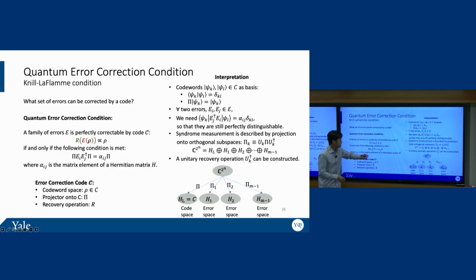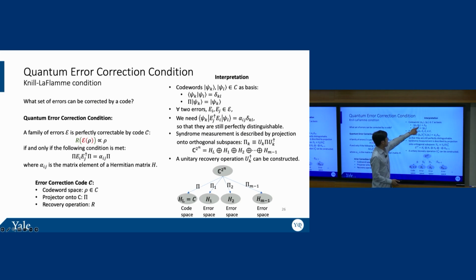This only works if your error detection done by the projection of the stabilizers satisfies the relationship with the errors E sub i in the following form. And this is not so difficult to see what it means. What I wrote here is the interpretation of it. It's essentially to say that if you have two orthogonal basis states in the code words, you want to maintain that they are orthogonal after the errors. Otherwise, they're not perfectly distinguishable.